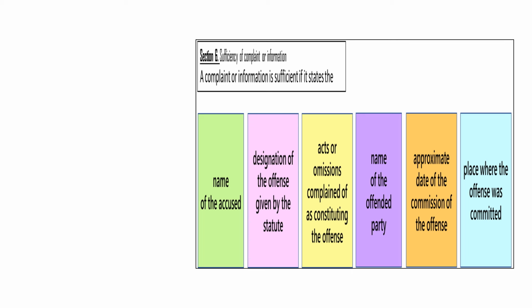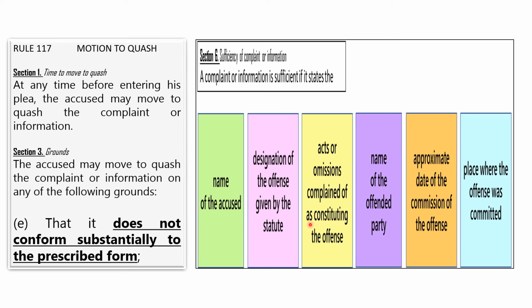So what happens if your complaint or information does not state all of these 6 items? It is not complete in these 6 items. Then what you can do as early as now, I will tell you that you can file a motion to quash. That is your Rule 117. And what is your ground? That is letter E, that the complaint or information does not conform substantially to the prescribed form. So you can file your motion to quash before entering the plea, or before the accused will enter his plea. Then the accused may move to quash the complaint or information. Again, the ground is the information or complaint does not conform substantially to the prescribed form.